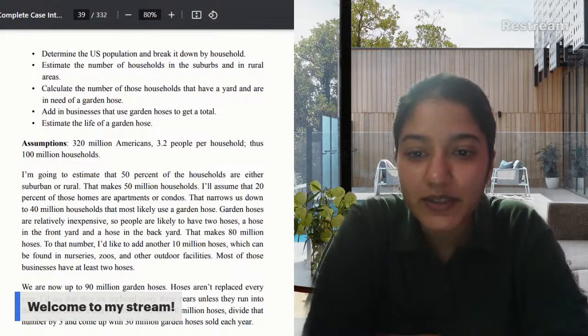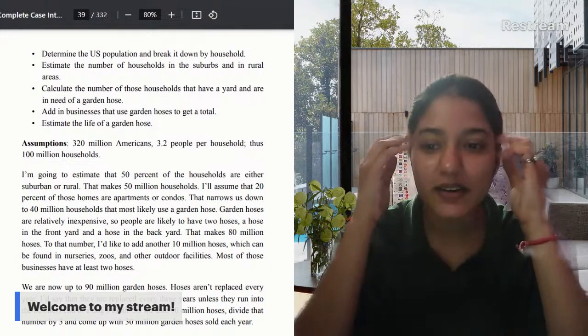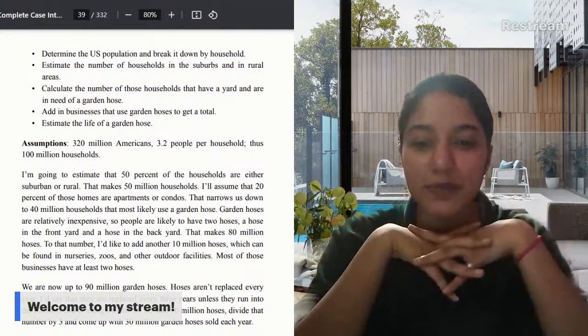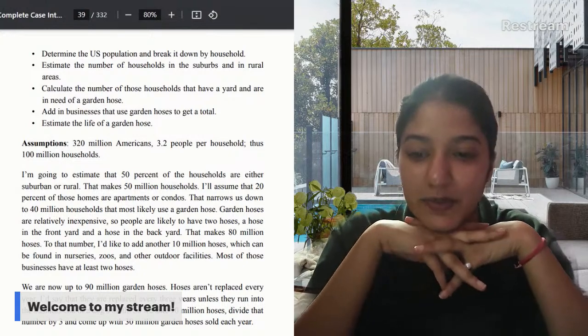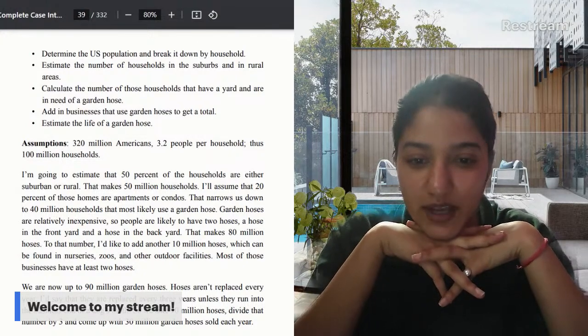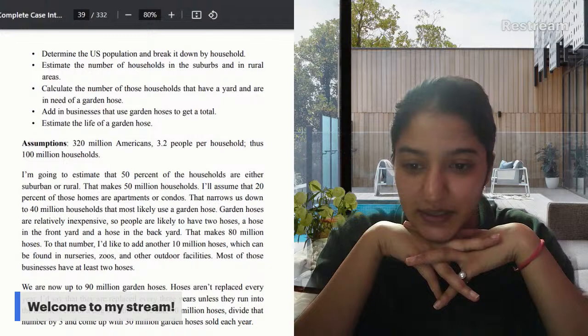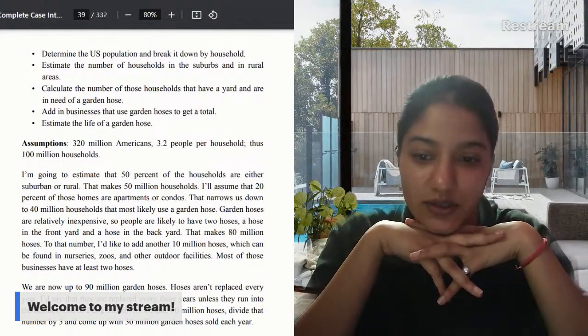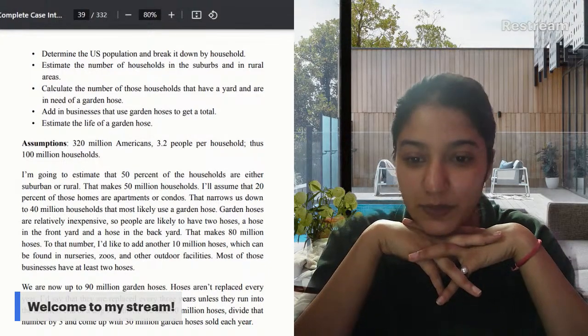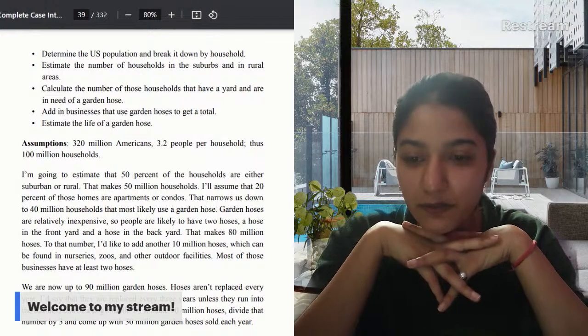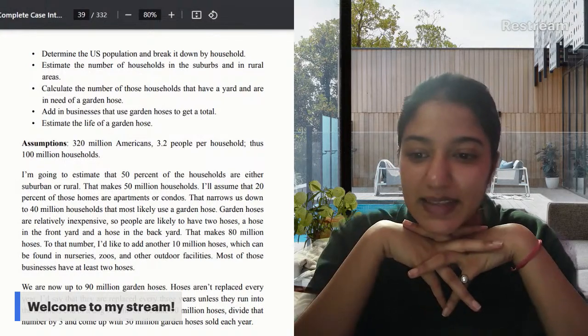Assumptions: 320 million Americans, 3.2 people per household, thus 100 million households. So I'm going to estimate that 50% of the households are either suburban or rural. That makes 50 million households. I'll assume that 20% of those homes are apartments or condos. That narrows us down to 40 million households that most likely use a garden hose. Garden hoses are relatively inexpensive, so people are likely to have two hoses, a hose in the front yard and a hose in the backyard. That makes 80 million hoses.